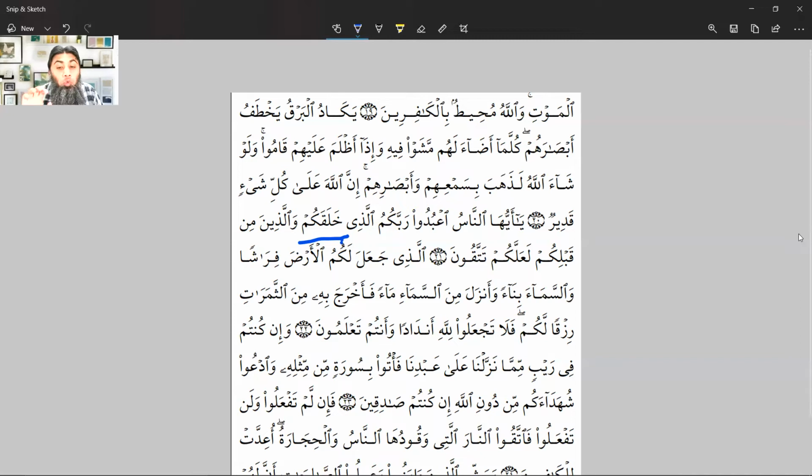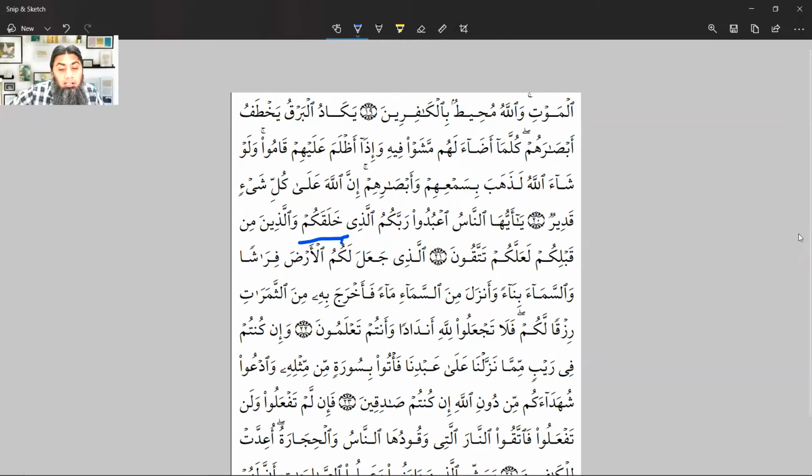We know that maf'ul answers the question of what, why, when, where, and how. So why is also the answer of maf'ul. And we call this one, anyone knows the name of this maf'ul? Lahu. Maf'ul lahu. So la'allakum tattakun, this complete sentence is fi mahalli nasab. Why? Because it is playing the role of maf'ul lahu. Make sense, brothers? Okay.